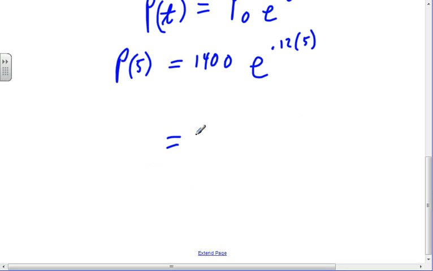And then I could put in my calculator 1,400 times e raised to, is that 0.6? 0.6. Boom. And I get an answer of 2,551. What is it? Bacteria.